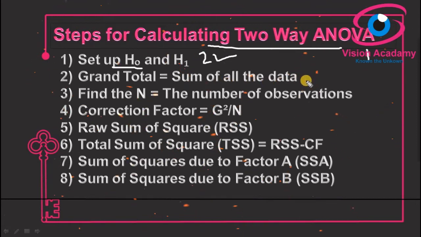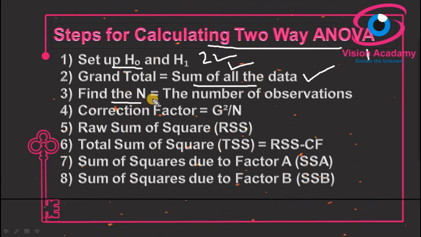After this we have to find the grand total of the given observations. Add each cell and add all the cell totals, then we will get the sum of all the data. Finally you need to find n, which means the number of observations in the given matrix. Next is the correction factor: we have already found G, the grand total. Just multiply G by itself and divide by the number of observations from the previous step.